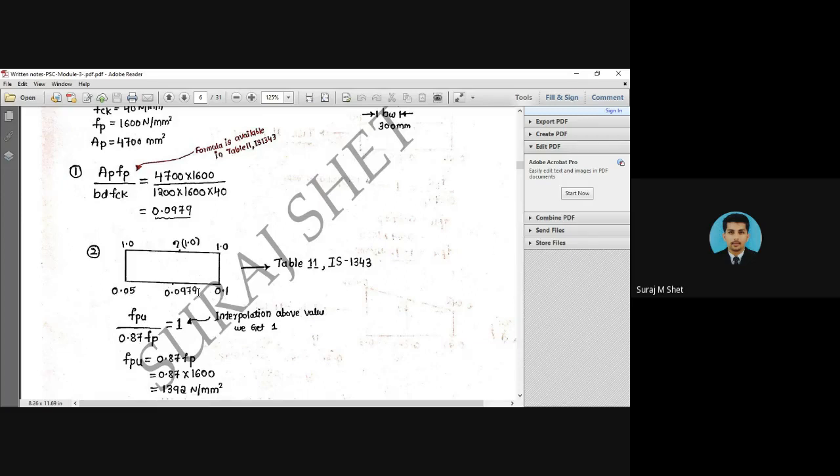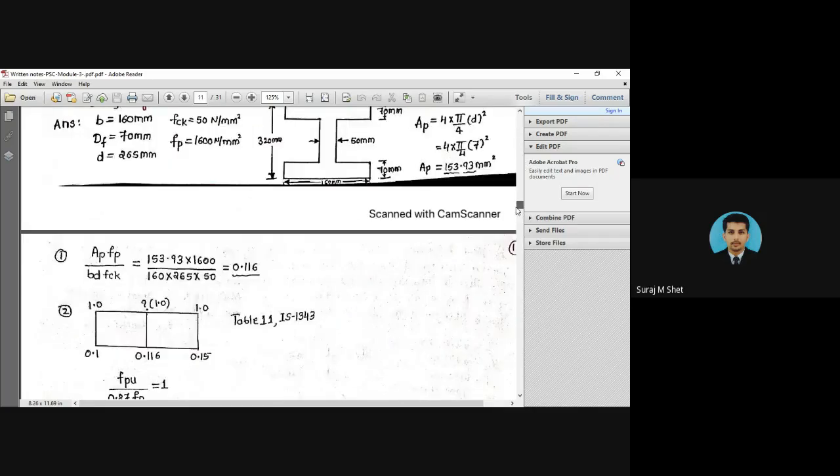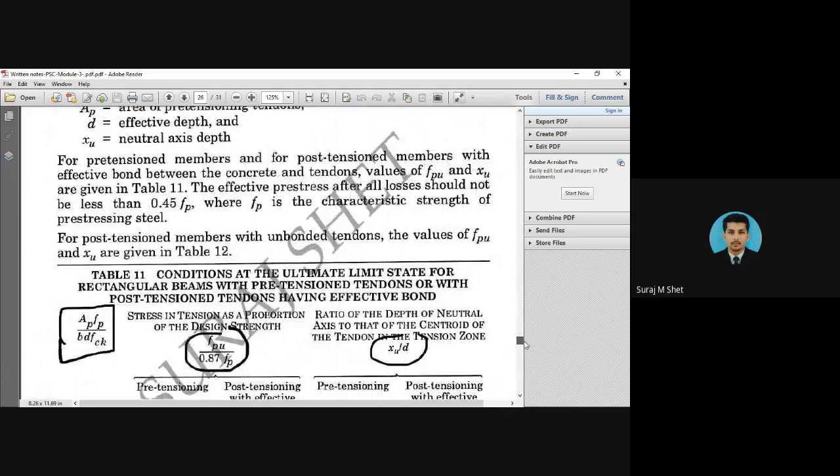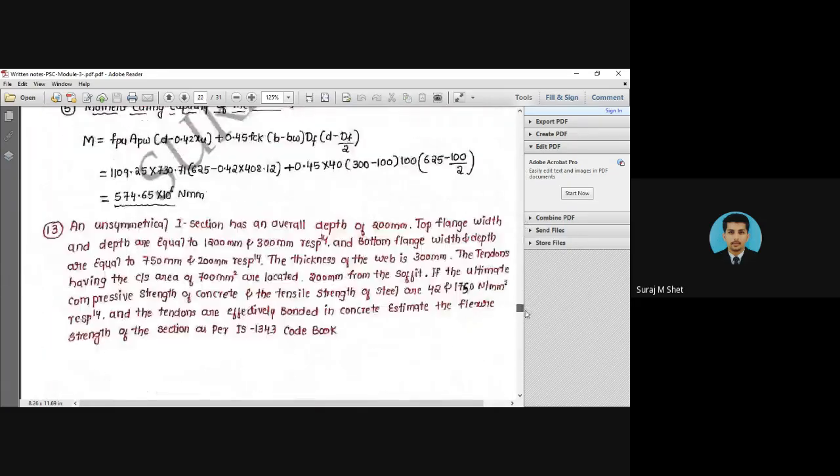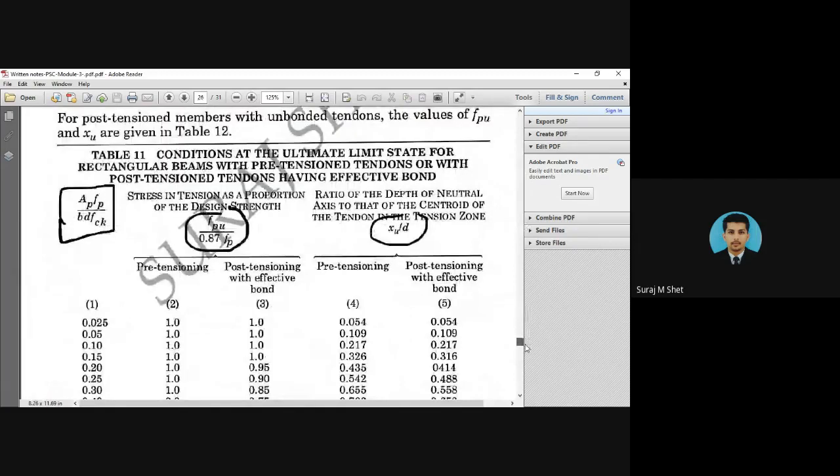So there is no variation here. The greater value is 0.1 and the lower value is 0.05. From the table we get 1 and 1, so no need for interpolation; you can write it directly. Or else I'll show the IS code book, table number 11. See here, table number 11 is here. My value is between 0.05 and 0.1.